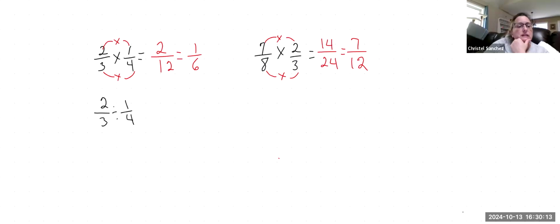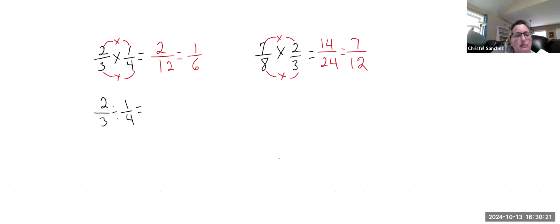So the very first thing you're going to do is rewrite your problem. I'm going to bring down my 2/3, and then your division sign is going to change to a multiplication sign. Then for your second fraction, you're going to take the reciprocal, which means you just flip it upside down. So instead of 1/4, you're going to have 4/1. Now it's a multiplication problem, right?